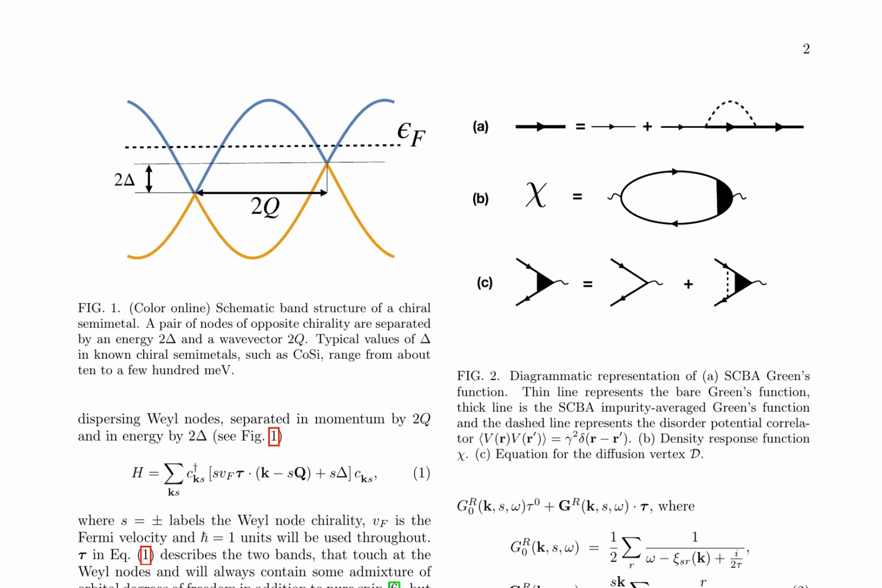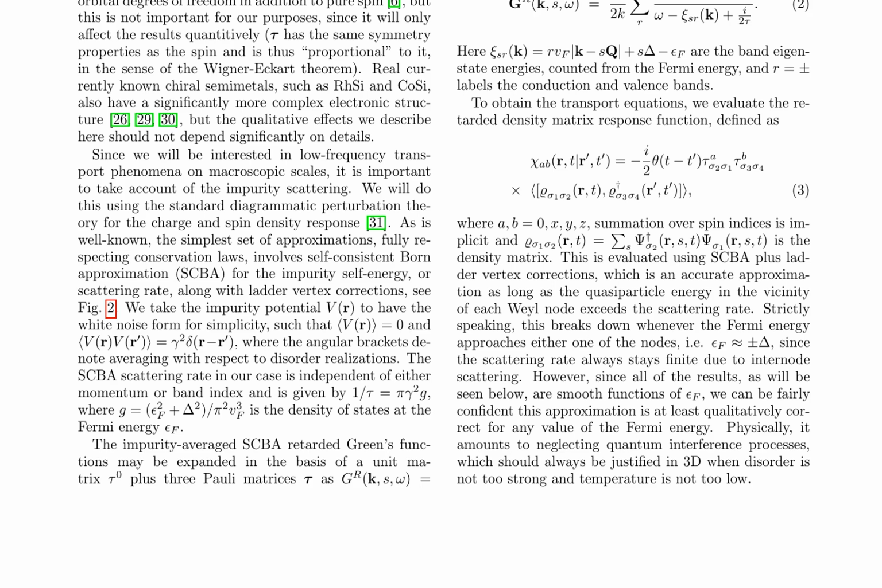response to external fields. This function is evaluated using SCBA and ladder vertex corrections, assuming that the quasi-particle energy near each Weyl node exceeds the scattering rate. However, this approximation breaks down when the Fermi energy approaches one of the nodes, as the scattering rate remains finite due to internode scattering. Despite this limitation, the results obtained from this approximation are smooth functions of the Fermi energy, suggesting qualitative correctness for any value of the Fermi energy.